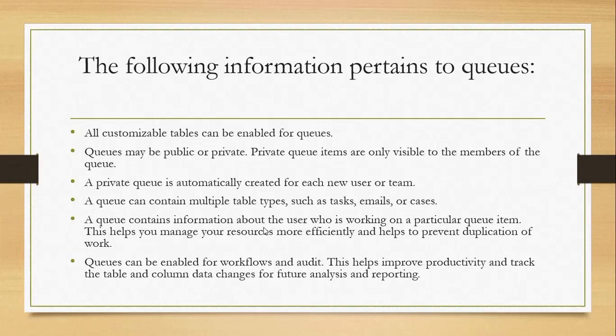All customizable tables can be enabled for queues. So whatever custom tables we add, we can enable queues. Queues may be public or private. Private queue items are only visible to the members of the queue. So here we have two types, public and private. If it is public, everyone can see the queue, and if it is private, we can provide access to a specific group, team or member.